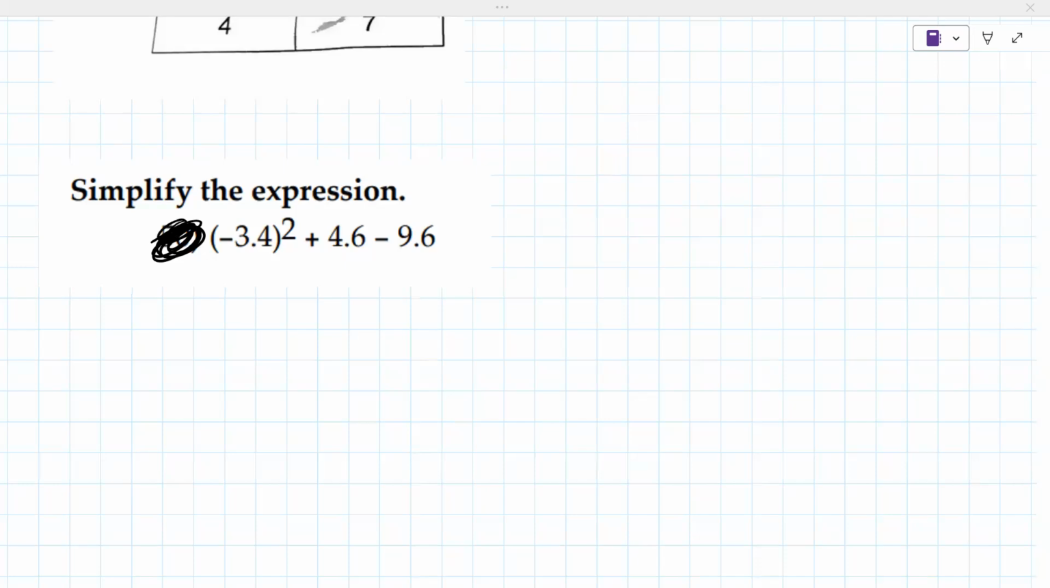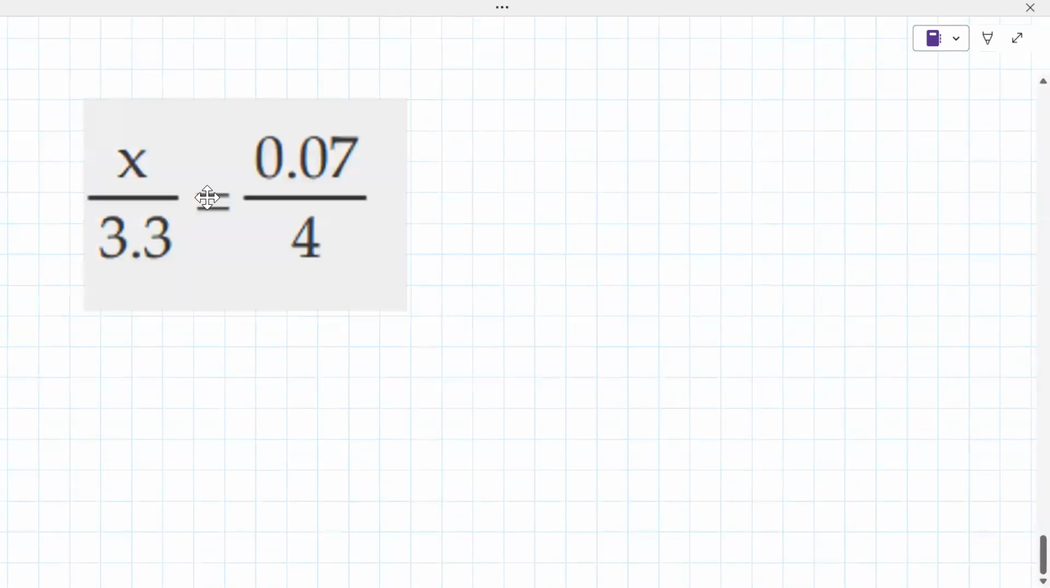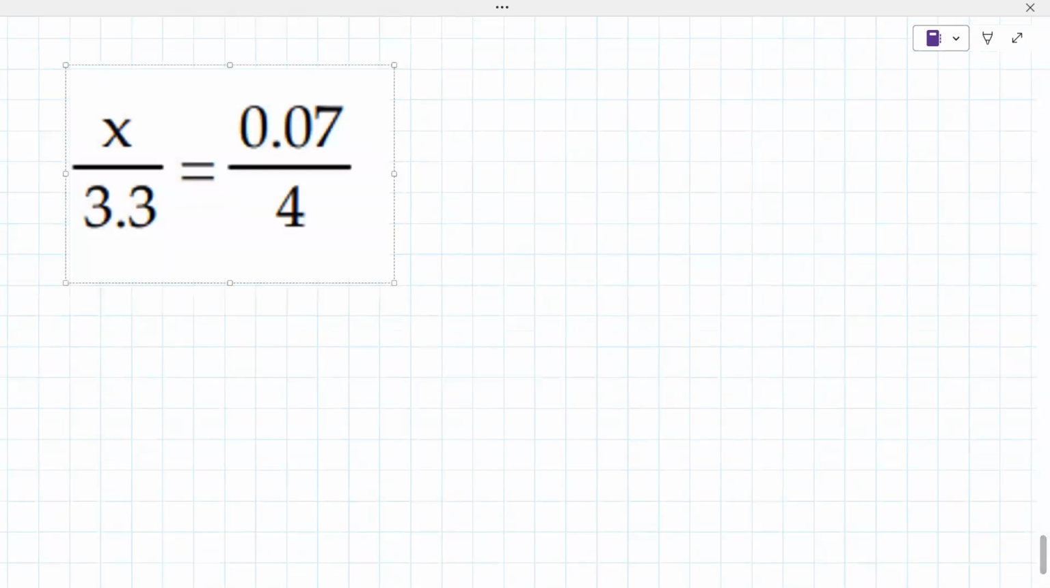All right, I am back. Okay. Here's kind of a proportion with some decimals. All right. Okay, you want to try solving this for us, please?